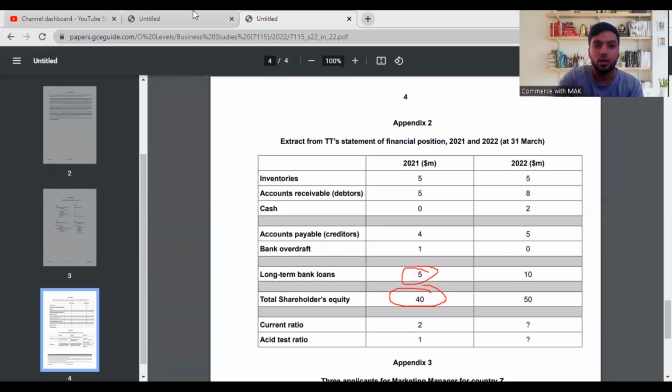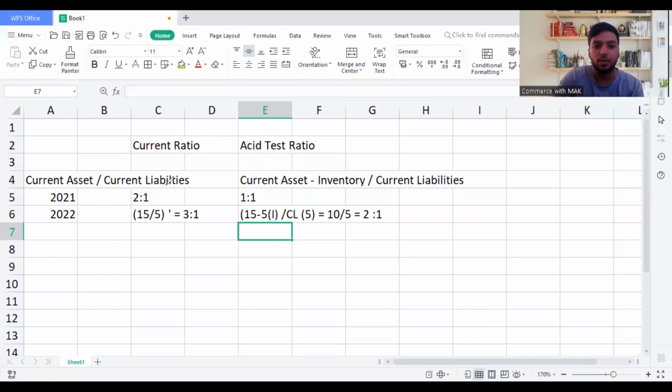I hope you guys have already seen what I am explaining and how it works here. So I explained to you when it comes to current ratio, how I calculated the current liabilities. 2:1. 15 divided by 5 is 3:1 in 2022. In acid test, I explained how it works, where you take current assets, deduct the inventory, and divide by current liabilities. 15 minus 5 divided by current liabilities is 10. 10 divided by 5 is equal to 2:1.